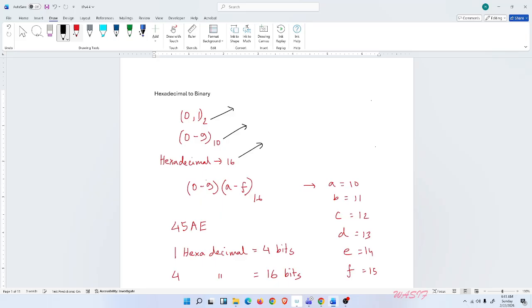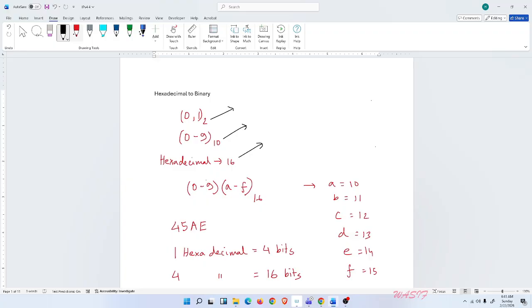Why is that? Because if you look at here in binary, you can have only two numbers, either 0 or 1, so we call it 2. When it is decimal, you can have numbers from 0 to 9. So you see, if you count from 0 to 9, it is 10. For hexadecimal, you have 16 numbers: 0 to 9, 10 numbers, A to F, 6 numbers.